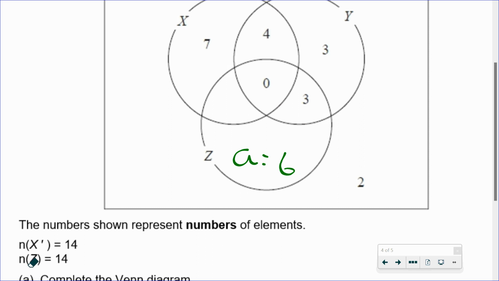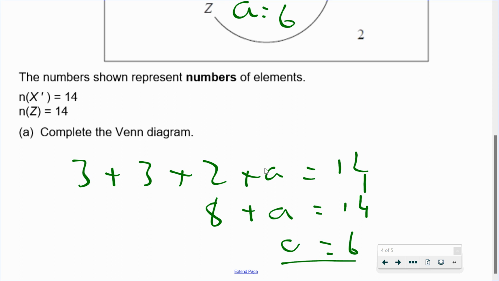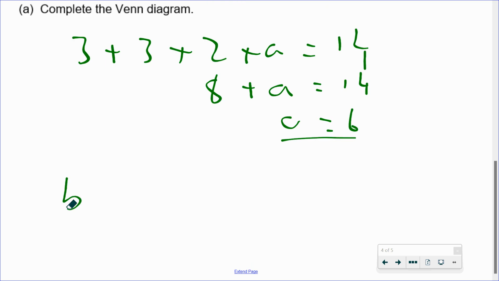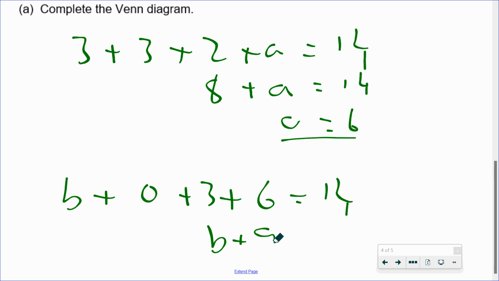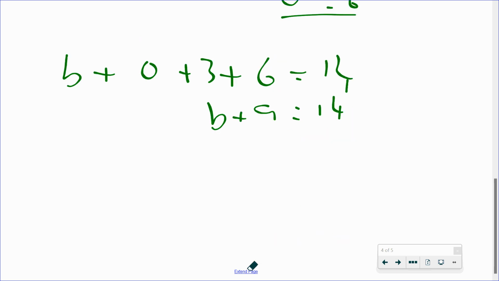But then the other bit says n of z is 14. That means the number of elements in set z is 14. Set z is this circle here. So that's this number. Let's call it b, 0, 3, and a, 6 from before. So let's add those up. So b plus 0 plus 3 plus 6 is also equal to 14. Well, 0, 3, and 6 add up to give 9. So I could have b plus 9 is 14. And when I take away 9 from both sides, I'll get b is equal to 5.